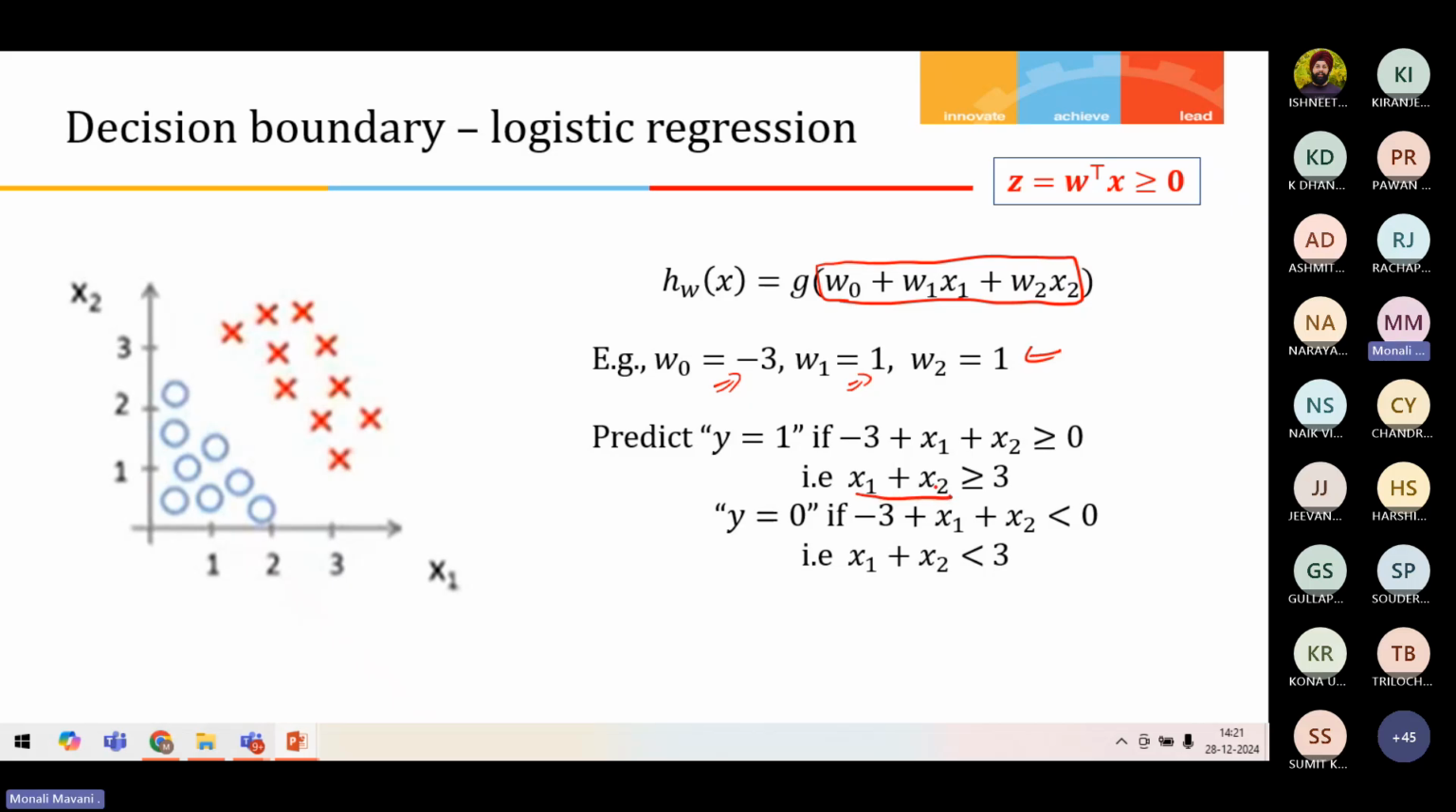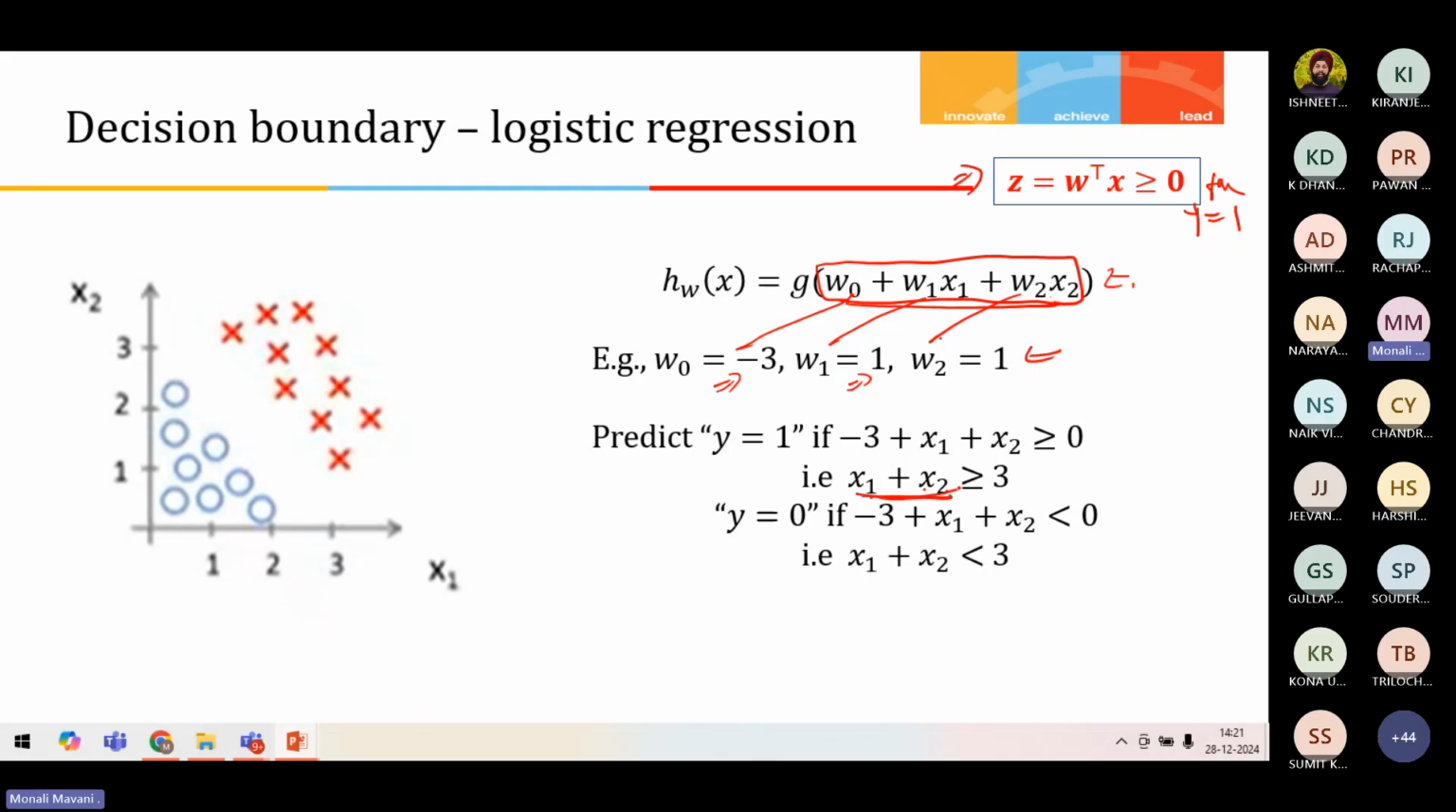So what is the decision boundary? It says that the decision boundary of logistic regression is W transpose X greater than or equal to 0 for Y equal to 1. With this hypothetical example, I'm getting the equation W transpose X. Substituting the values of W0, W1, and W2 in the same equation, I get x1 plus x2 is greater than or equal to 3.